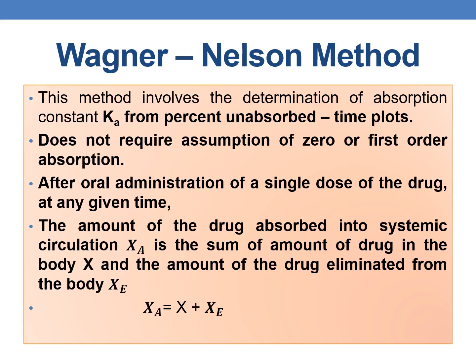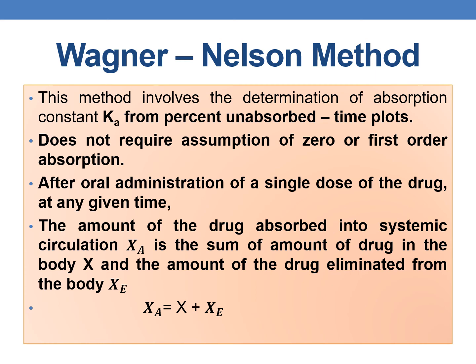Now coming to the second method, that is the Wagner-Nelson method. This method involves determination of the absorption rate constant Ka from percent unabsorbed versus time plots. It does not require assumption of zero order or first order absorption.